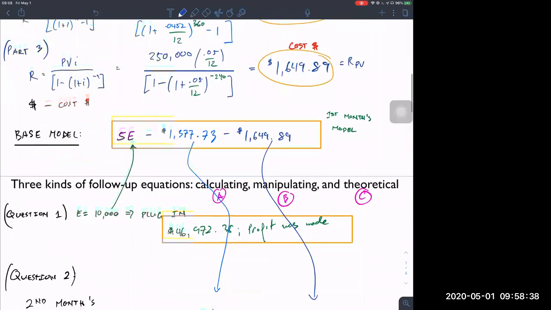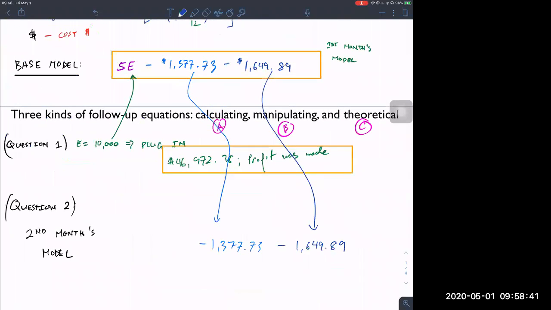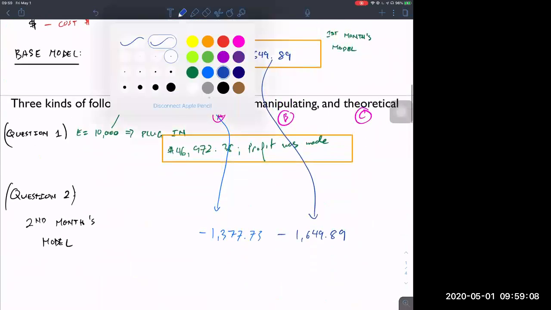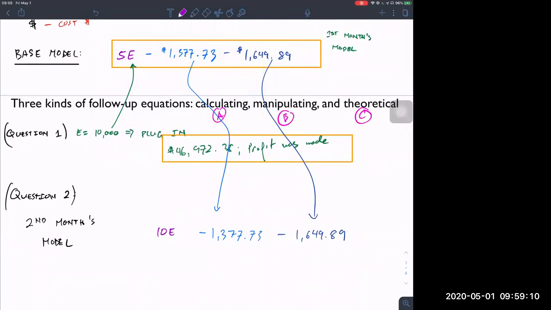So then if you look at your base model here in the orange rectangle on top, and I already said these two follow, how does the 5E change? Right, the first part said generated by 5 times the number of employees, but now it says your income is generated by 10 times the number of employees. Oh, we're just changing 5 to 10. Correct. Right, so now it's just 10E. So the numbers aren't multiplying, right? Otherwise, I would have said, oh, you make 50 times the number of employees. Or it would have said, I guess what's another way to get 50?